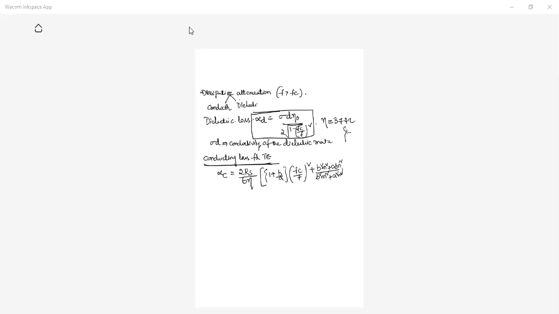Into 1 minus fc by f whole square. I'll write the continuation of the expression. So what is eta? Eta is nothing but 377 ohms, and Rs is nothing but square root of pi f mu by sigma, which is nothing but 1 by.